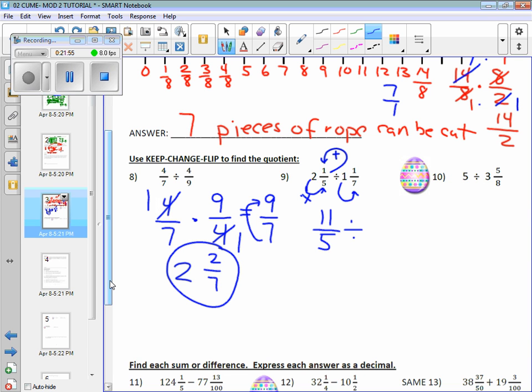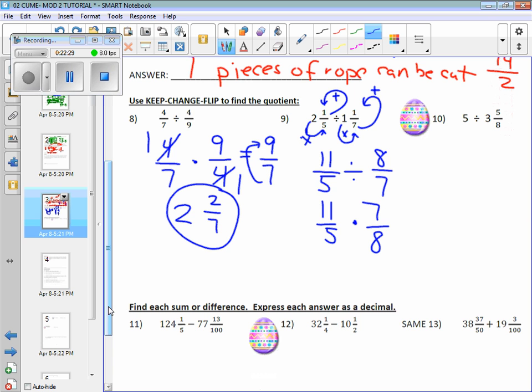1 times 7 is 7, plus 1 is 8. We have 8 sevenths. Okay, now we'll do keep, change, flip. Keep this as is. Change to multiplication. And flip to 7/8. Can we cross reduce? We cannot. So we've got to multiply through.